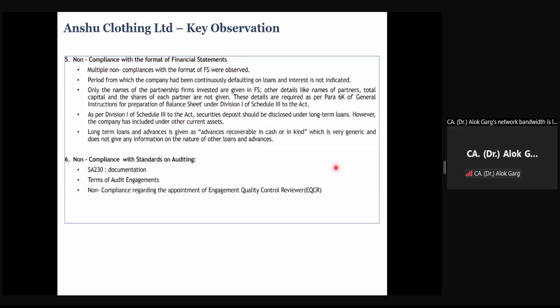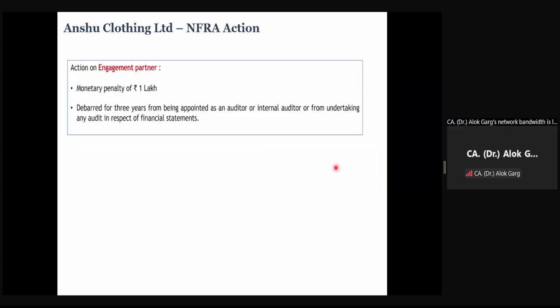Right? So on the record, NFRA did not find that these accounts had been reviewed by the EQCR. There was action on the engagement partner. That partner was... function, being a statutory auditor or internal auditor. Okay.